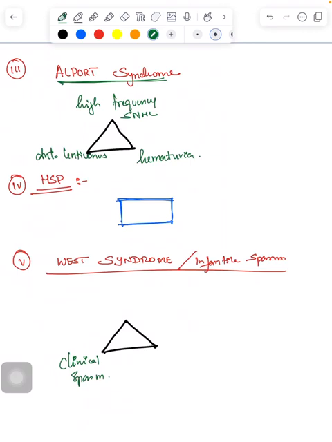Next, HSP, that is Henoch-Schönlein purpura. It is not a triad, it is a tetrad. In the tetrad you have the findings of abdominal pain, arthralgia, renal insufficiency, and the next main one, non-blanching, that is palpable purpura. So the tetrad that forms Henoch-Schönlein purpura is abdominal pain, arthralgia, palpable purpura and renal insufficiency.